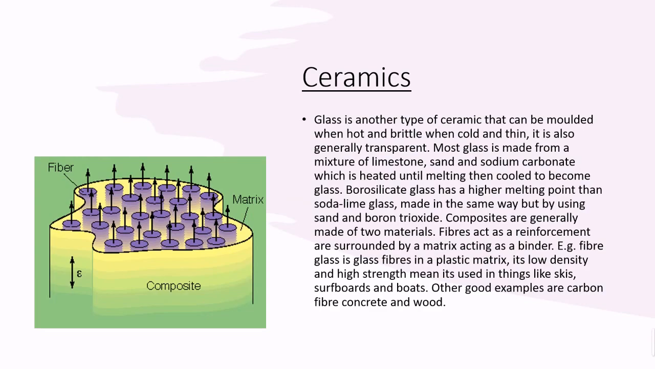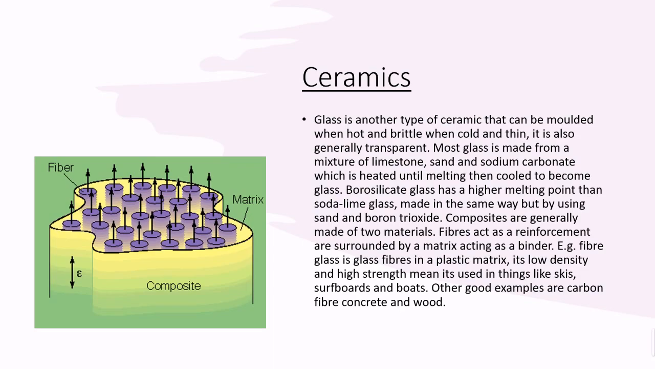Glass is another type of ceramic that can be moulded when hot and brittle when cold and thin. It is also generally transparent. Most glass is made from a mixture of limestone, sand and sodium carbonate, which is heated until melting, then cooled to become a glass.